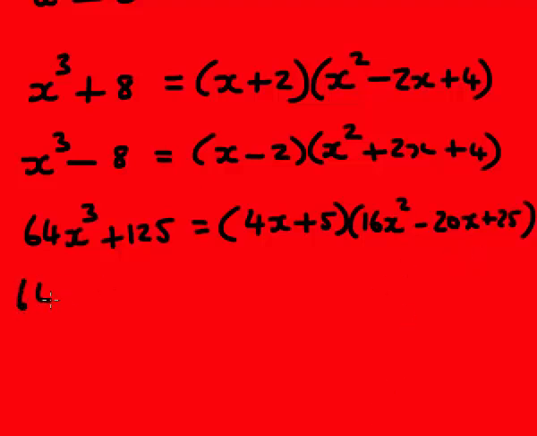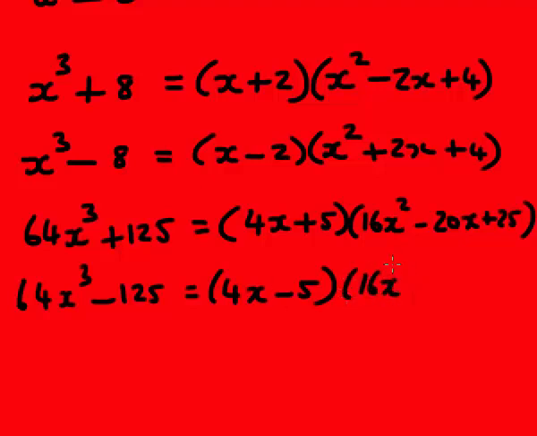What about 64x cubed minus 125? Cube root those, 4x minus 5. Keep the sign there, the cube root. Then square the 4x, 16x squared, change the sign to give you positive 20x if you multiply, and then square the last term.